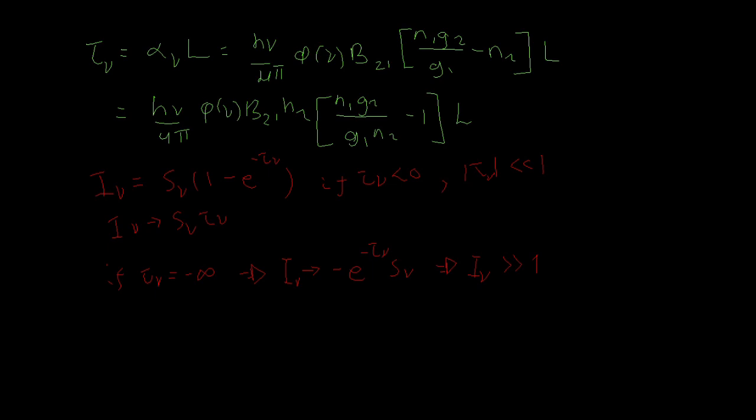And also, when tau is not very small but is rather negative infinity, then I nu becomes minus e to the minus tau nu times S nu, giving us a specific intensity much larger than 1.